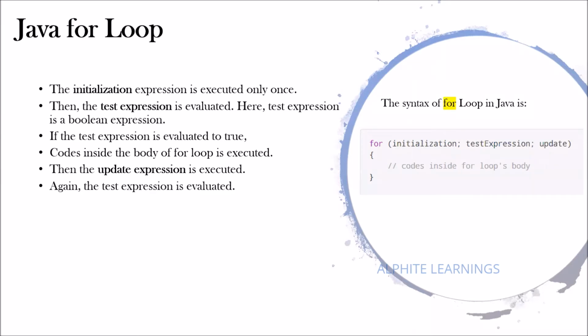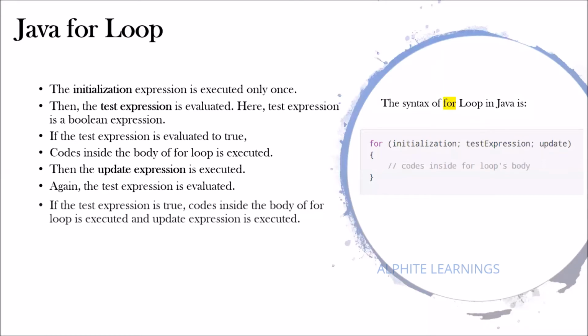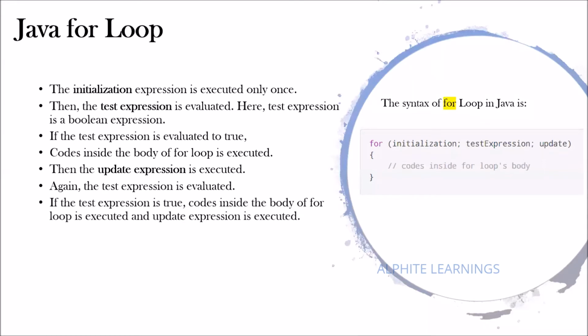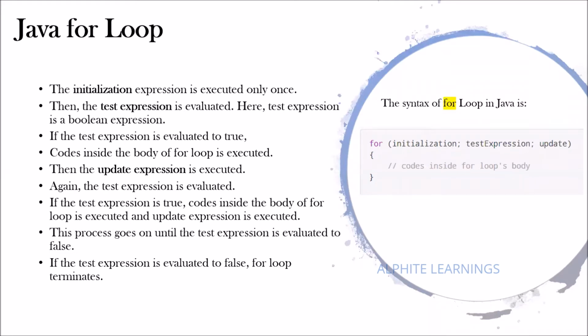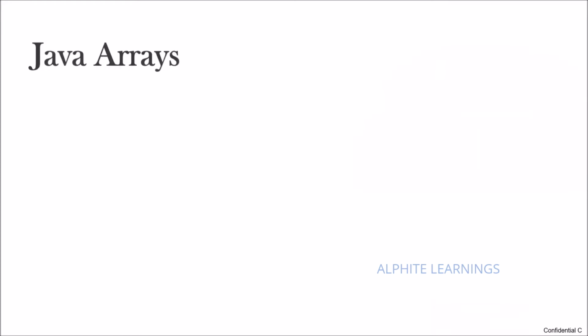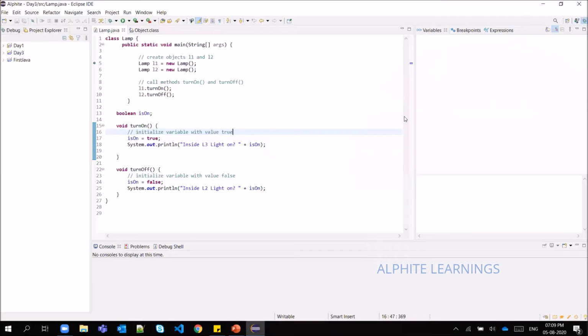Once the test expression is true and the value is updated, again the test expression is checked and then the value is updated, and this continues until the test expression fails. I have given every step of the process here. I will show you a code for it.